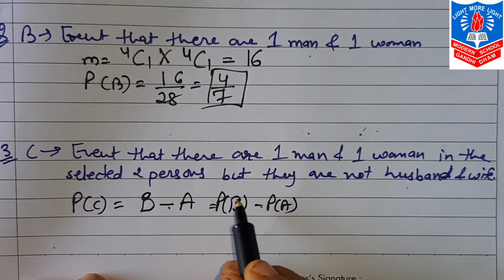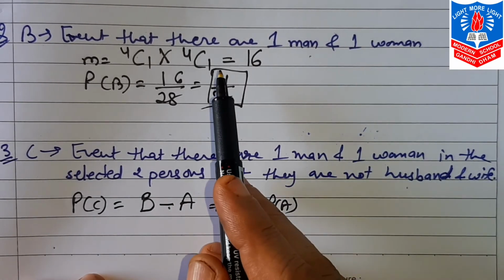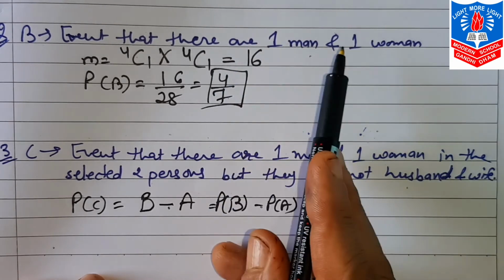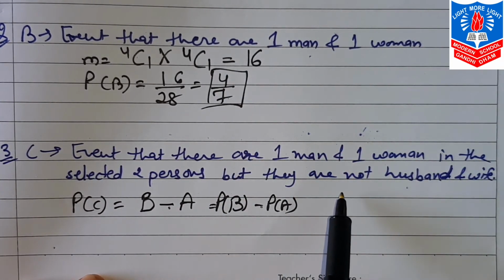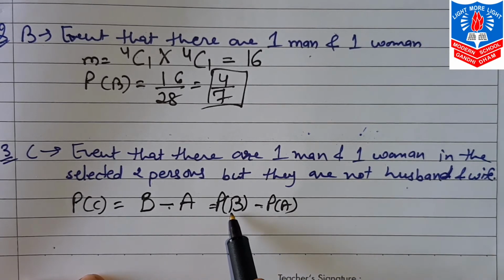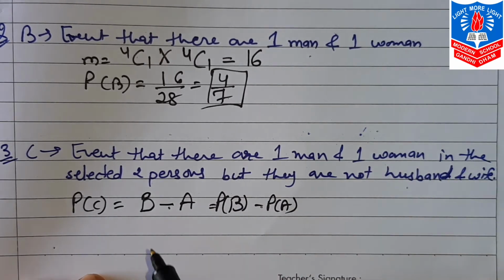Means the elements which are in B, from that, if we subtract the probability of A, because we know probability B is what? That they are man and woman. And probability A is what? That they are husband and wife. Now from this one man and one woman, if we subtract that they both are husband and wife, automatically what do we get? One man and one woman, but they are not husband and wife.